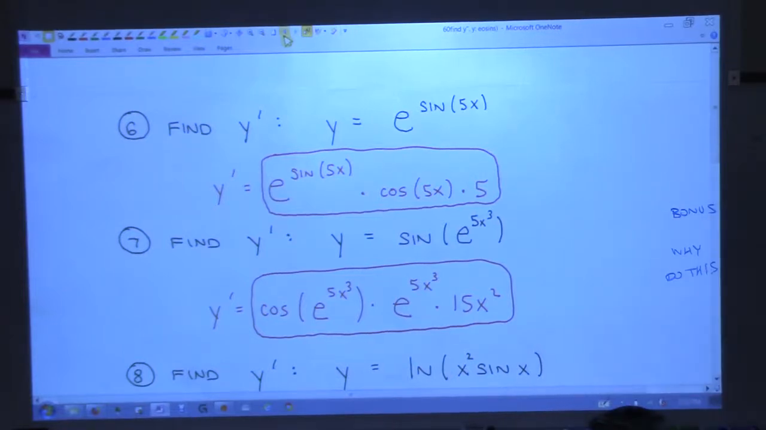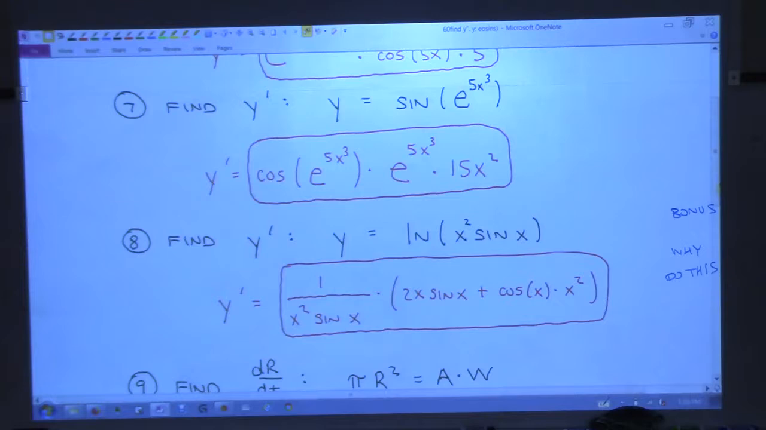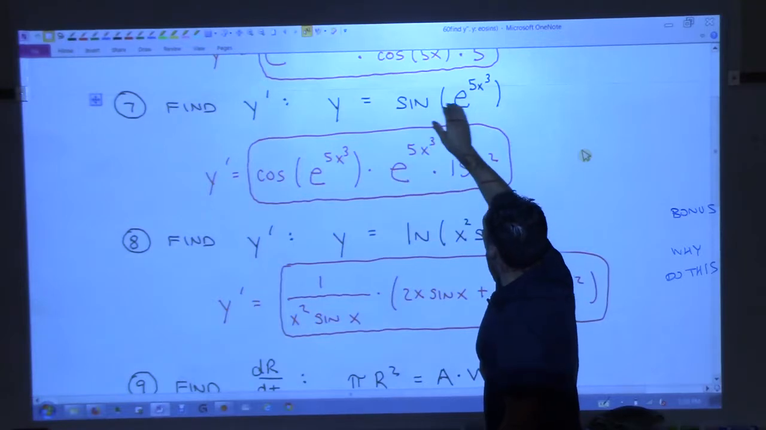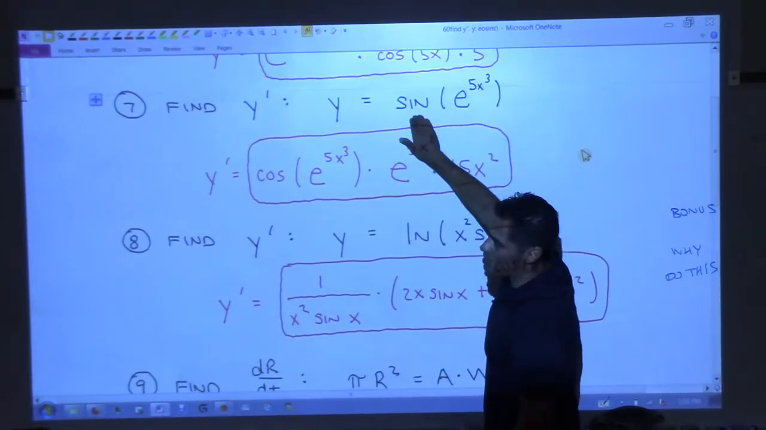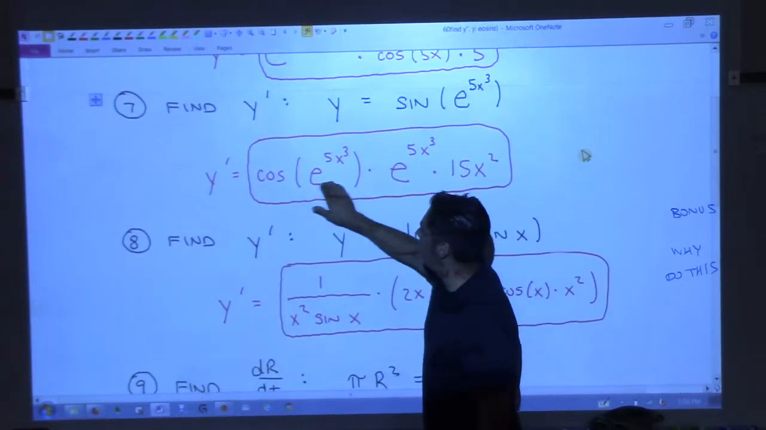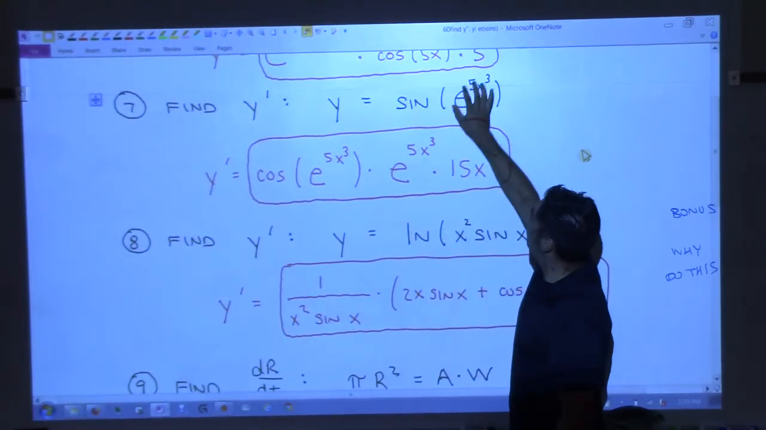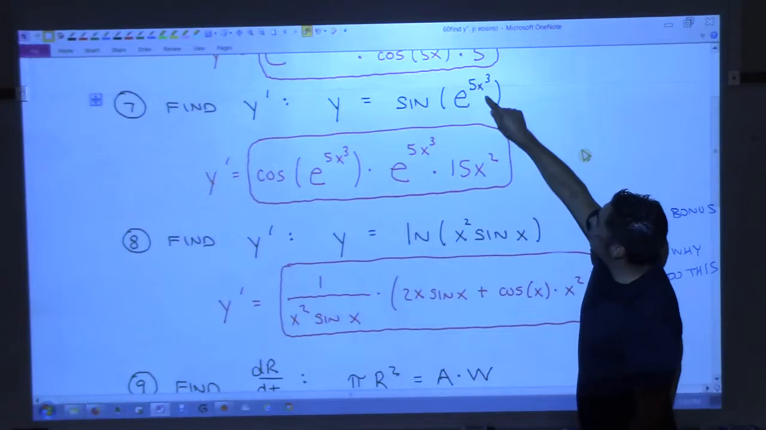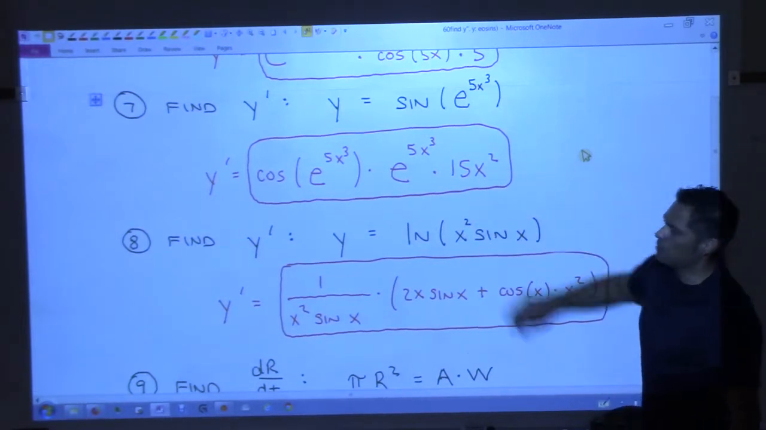All right, number 7. I kind of reversed the order here. Now I have sine of e to something. So you start with the sine. Derivative of sine of something is cosine of it. Times derivative of what's in here, itself. Times derivative of what's up here.